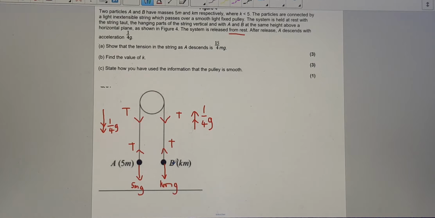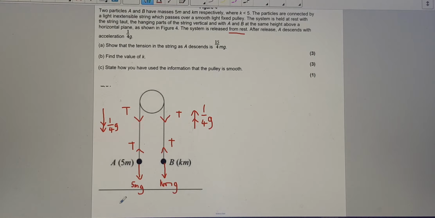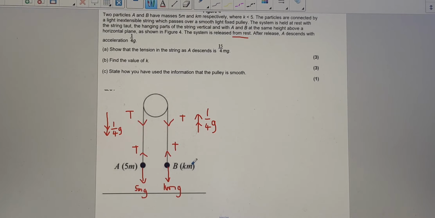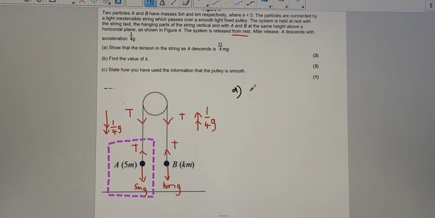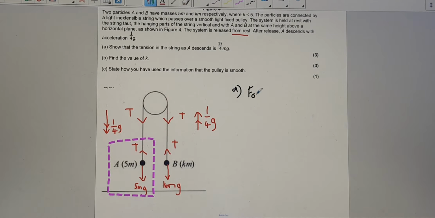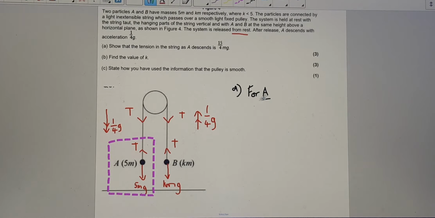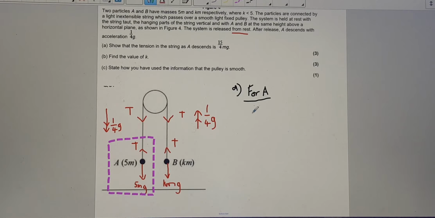Show that the tension in the string as A descends is 15/4 mg. So I could look at the forces acting on A, or I could look at the forces acting on B. The reason I'm going to pick A over B is because B has got an unknown k in it. So I'm going to look at the forces acting on A. Let's just do that now. I'm just going to draw a nice little box around A. Then for A, if it's accelerating downwards, I'm going to resolve downwards. So let's look at the resultant force. I know that I've got 5mg acting down. I've said down is positive.